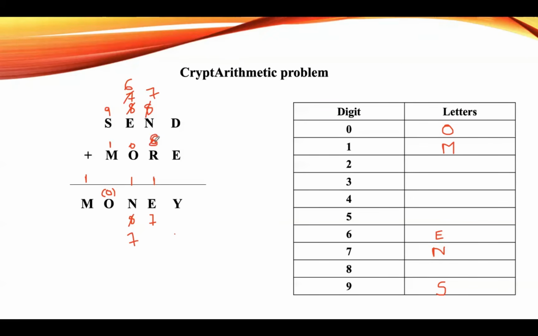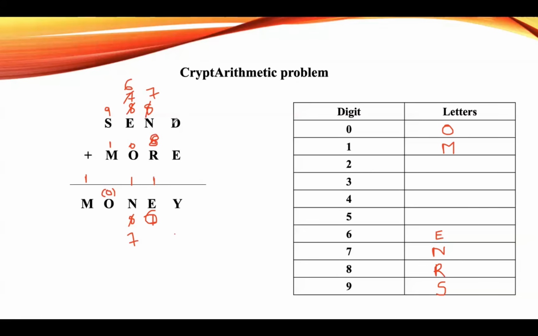Okay. Now 7 plus 8 is 15. 15 plus 1 is 16. Right? Here the E value is taken as 6. So 7 plus 8 is 15, and 15 plus 1 gives you 16. So this is fine. So now 8 is assigned to R.